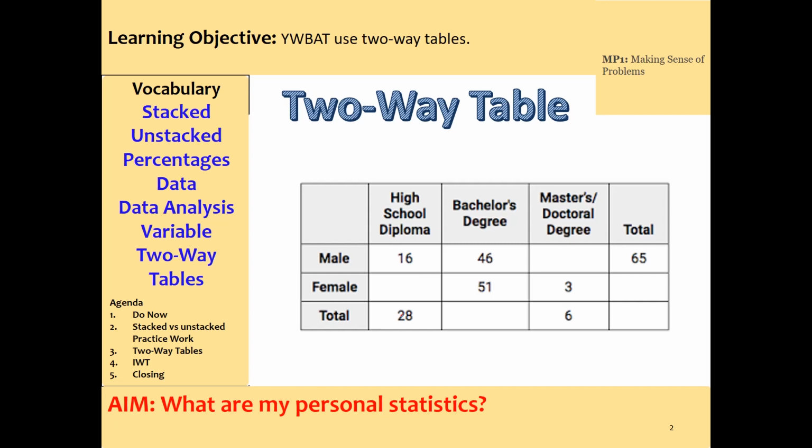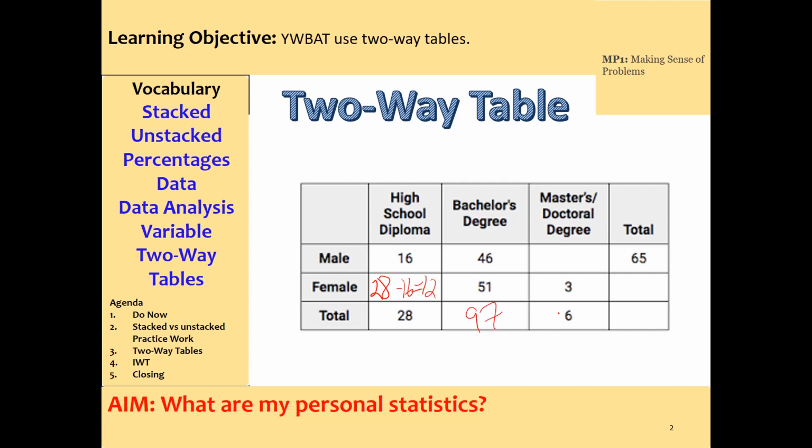So what I'm going to do to find this is take my total and subtract the men to find out how many females. So 28 minus 16, 12. All right, and here they just want the total, so I'm just going to add 46 plus 51. 97.